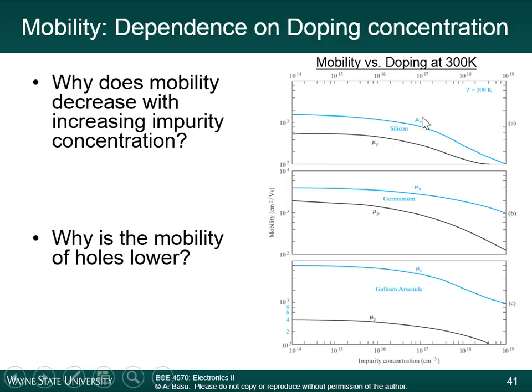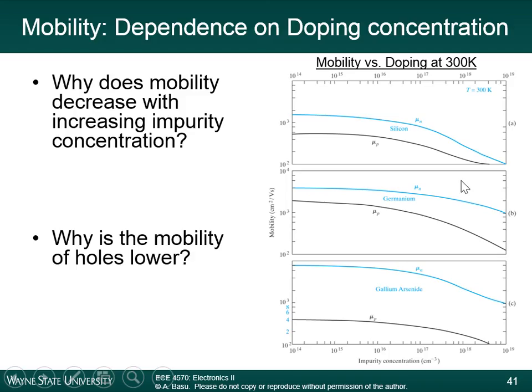This is a log scale, so you have low doping on the left, high doping on the right. That's the x-axis. The y-axis is the mobility. Centimeters squared per volt second is the units. So mu n, once it gets to 10 to the 16th, it starts to drop. Same thing with mu p. Mu n is the mobility for electrons. Mu p is the mobility for holes.